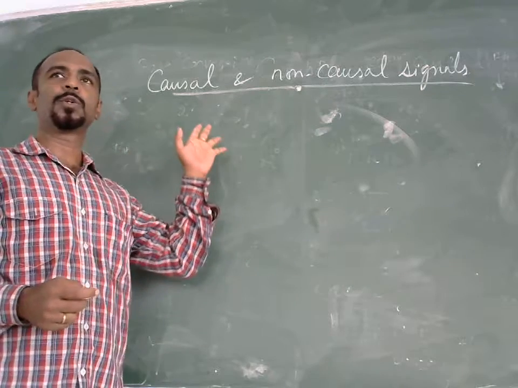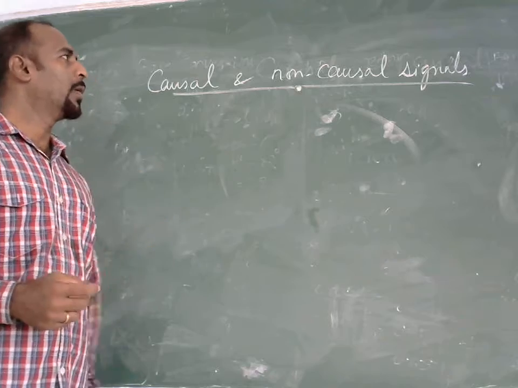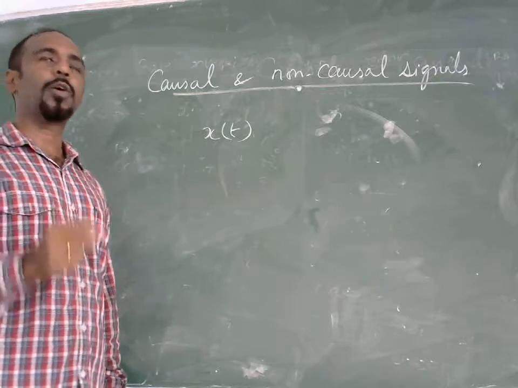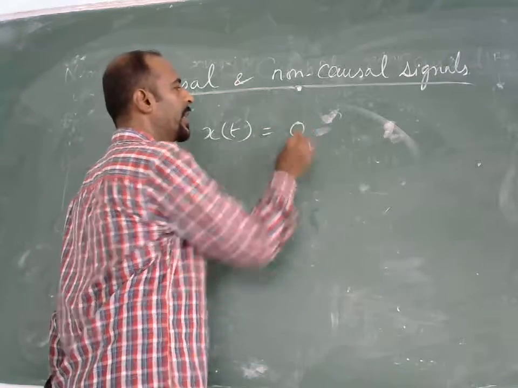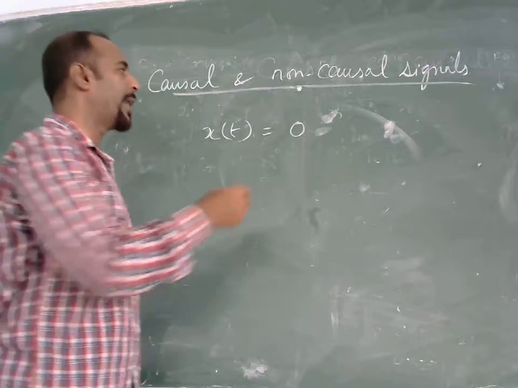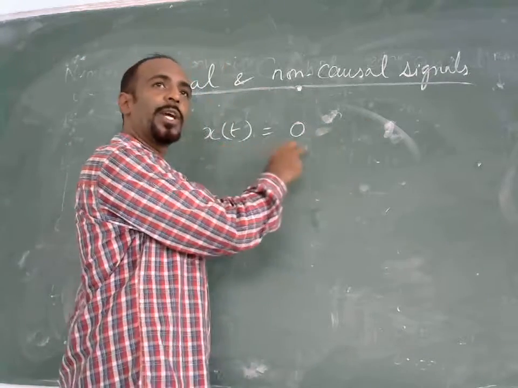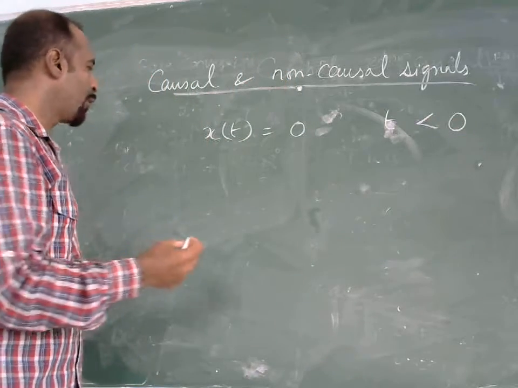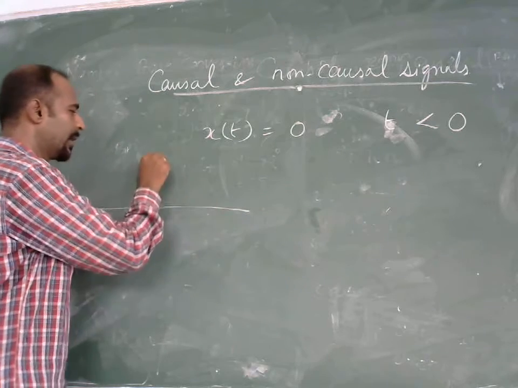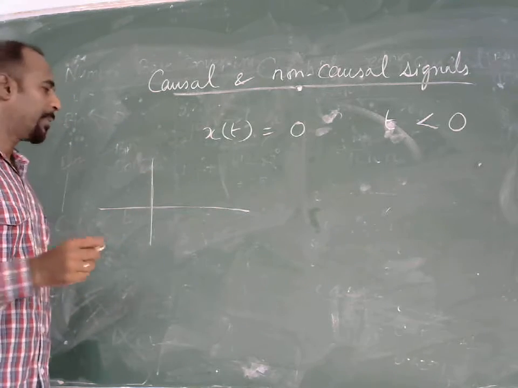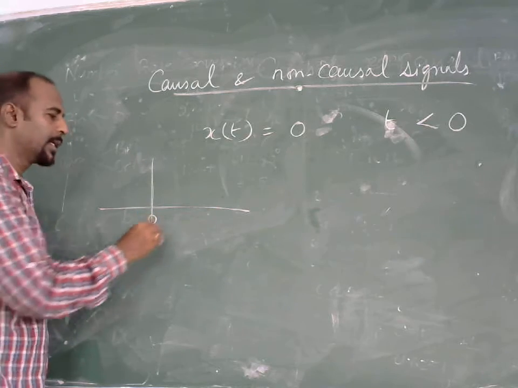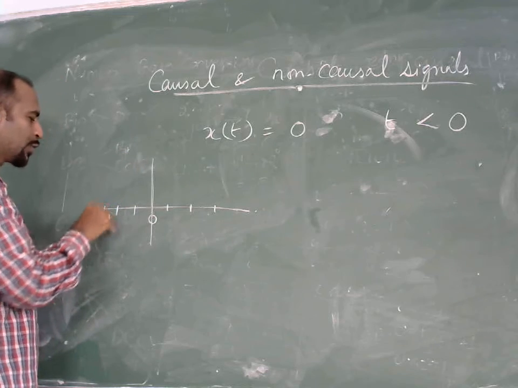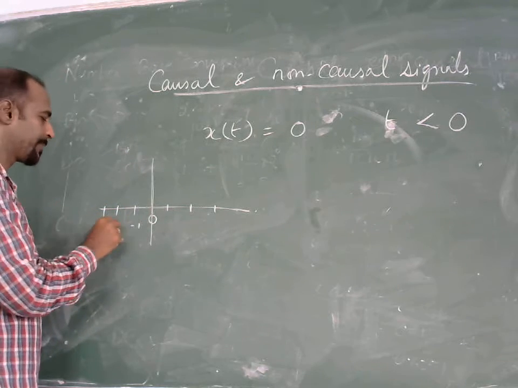Alright, so when do we call a signal to be causal or non-causal? A signal x of t is considered to be causal if it does not exist for negative values of t. That means x of t is equal to 0 for t less than 0. As we know from our understanding, if you take the number scale, this is our 0 point, this is plus 1, plus 2, etc. up to infinity. This is minus 1, minus 2, minus 3, etc. up to infinity.